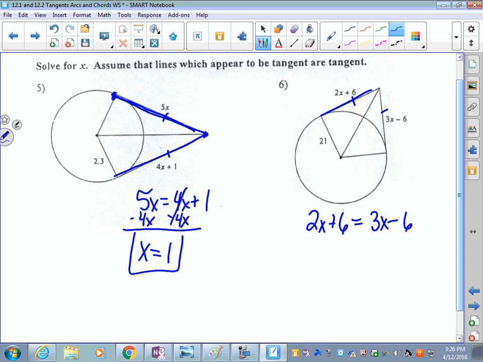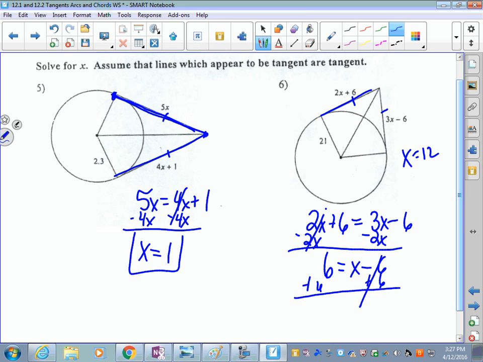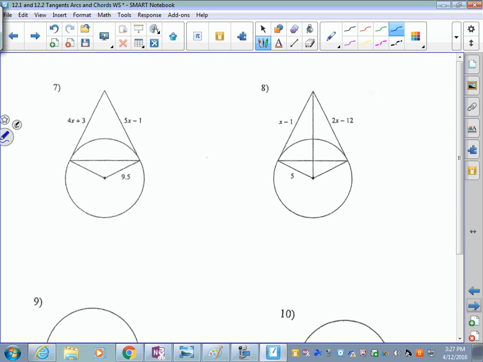So which one do you want to subtract? I would do the 2x. I would start with the smaller. That makes it easier. All right, so 6 equals x minus 6. Yep, x equals 12, because we're going to now add 6. X equals 12. Got it? All right, let's look at the next one.